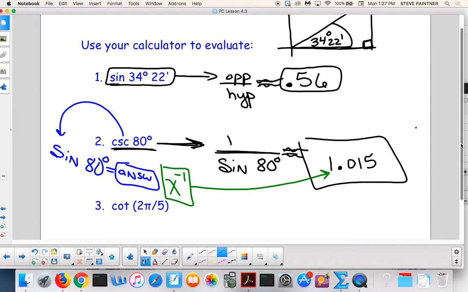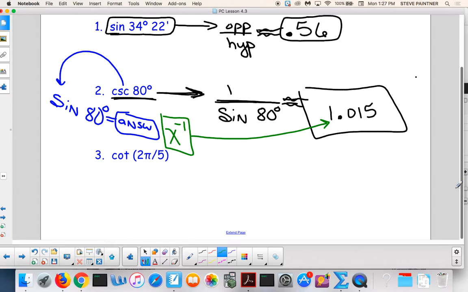So what do you think's wrong with C? It is in radians. How'd you know? Because it doesn't have degrees. It has pi. Don't say pi. Radian. No degrees. There's no degree symbol. It's radians. Now, right now, go get your calculator in radians, or else you're going to get this wrong. Get your calculator in radians.